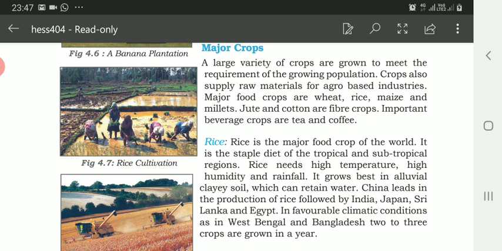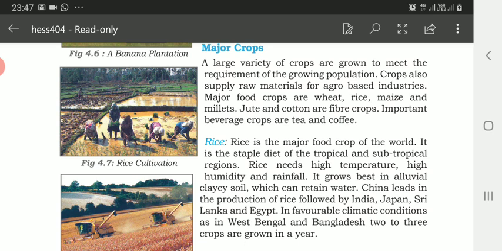Now where is this alluvial clay soil found? It is normally found in the north and northeast as well as the northwestern part of our country. This kind of soil is found, and this soil needs to have the quality that can retain water. Means the soil requires the quality that can retain the water.